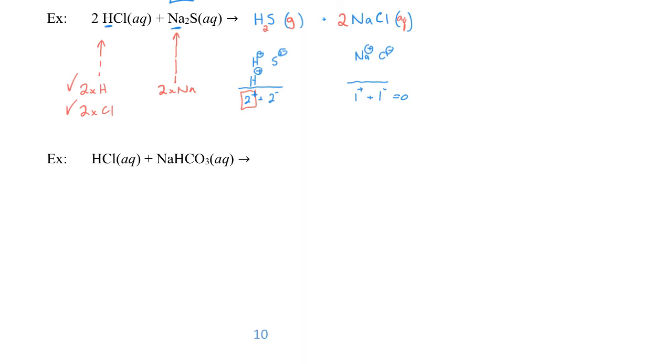So everything balances as it's written, where we have 2 in front of HCl, 1 in front of sodium sulfide, and then a 1 in front of hydrogen sulfide gas, and a 2 in front of sodium chloride. So that is this example. We've done all of these steps. Let's go to the next one. Now, this example below has a little bit of a trick inside of it.